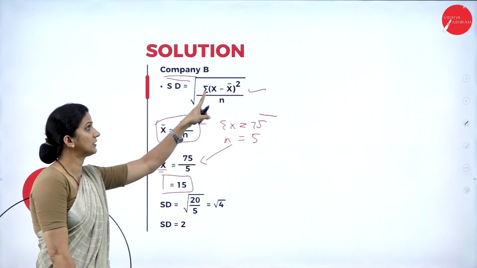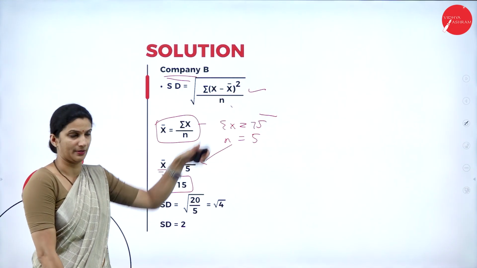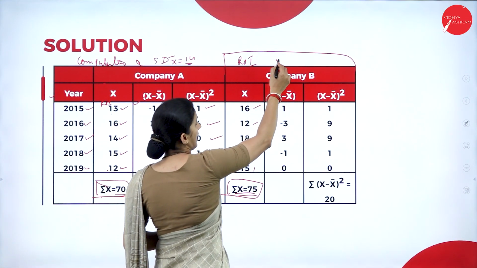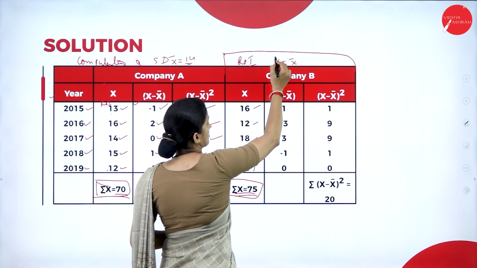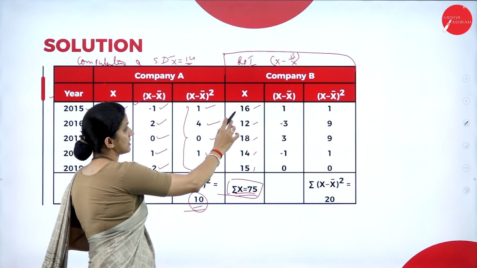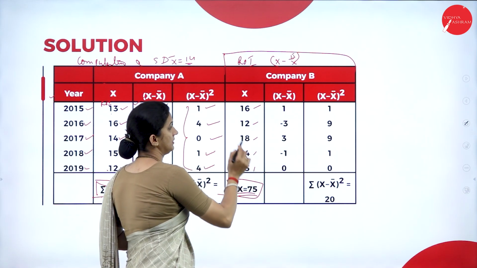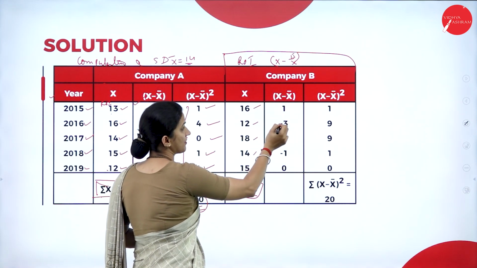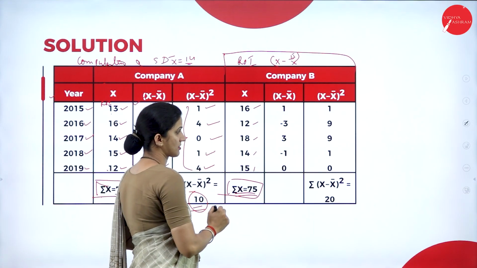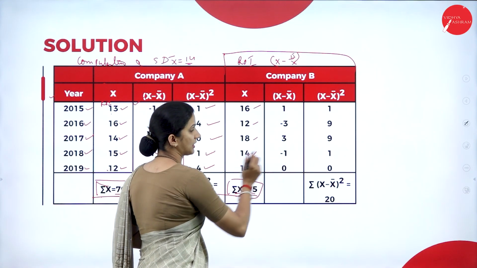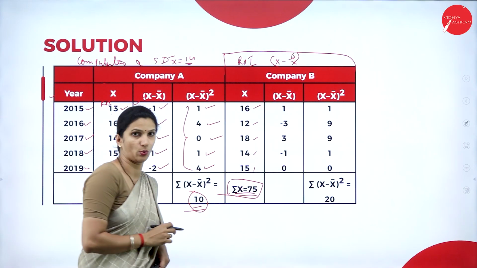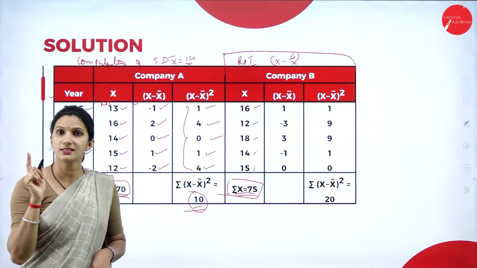Now we need to know what is X minus X bar square. So we'll go back to the table. First we do X minus X bar, that is X minus 15, since 15 is your X bar. So 16 minus 15 is 1. 12 minus 15 is minus 3. 18 minus 15 is 3. 14 minus 15 is minus 1. 15 minus 15 is 0. So we have done X minus X bar.